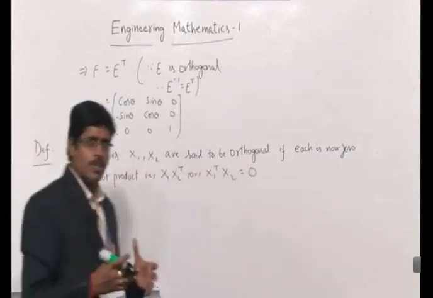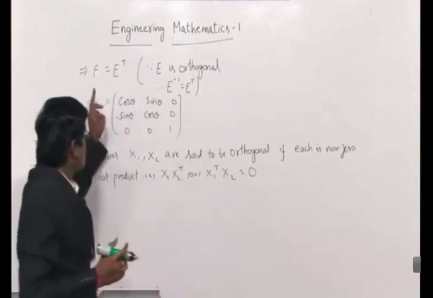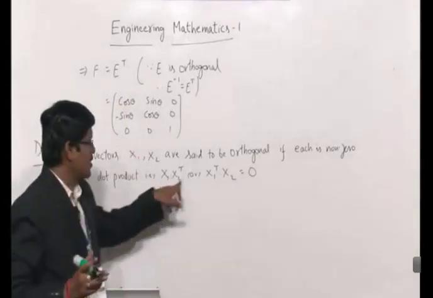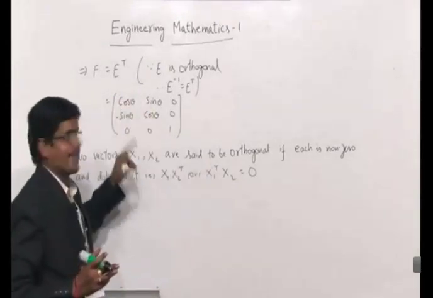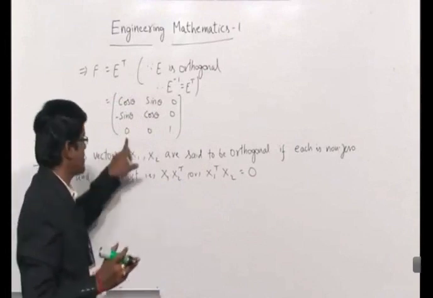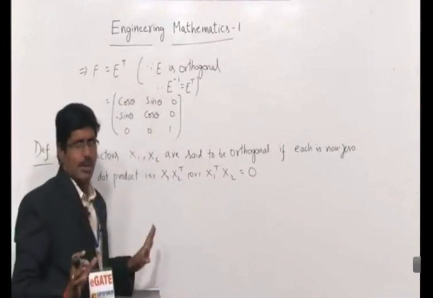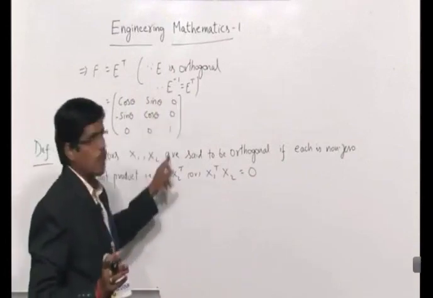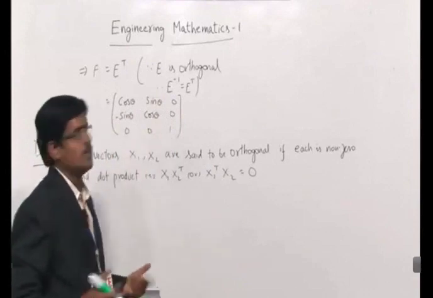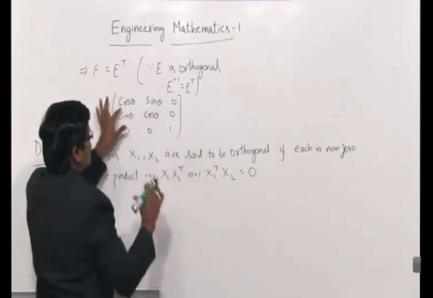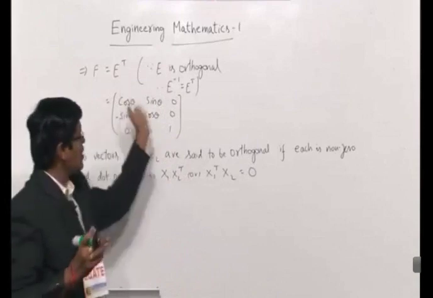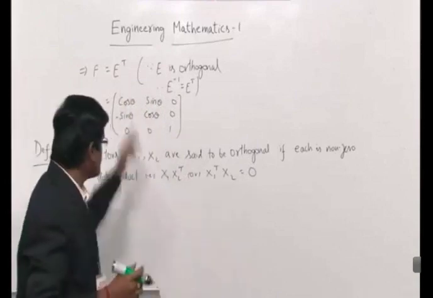You know how to find the dot product: corresponding elements are multiplied. For example, see this one, first column and second column. I am considering two vectors. The dot product is correspondingly multiplied and then added: cos theta into sin theta, plus minus sin theta into cos theta, which cancel, plus 0 into 0. So these two columns are orthogonal, each is non-zero. Like this, second column and third column: this into this 0, plus this into this 0, plus this into this 0, which gives 0. Similarly, first and last column: cos theta into 0, minus sin theta into 0, plus 0 into 1, gives 0. So all the columns, and similarly rows, in this matrix are orthogonal, each is non-zero.